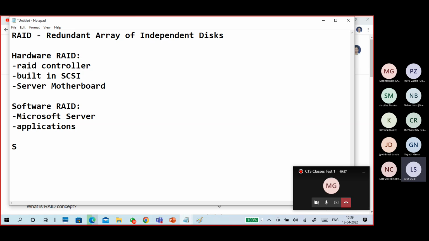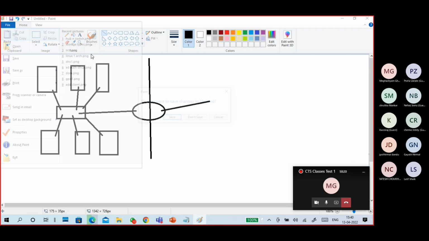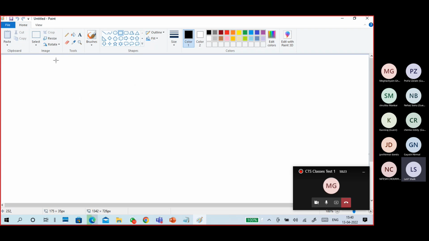I'll tell one thing first: span volume. What is this span volume? Span volume is not a RAID level. Remember that one. Span volume is not a RAID volume. So here I'm going to explain what this is. You have an individual disk. On the disk you are able to create a partition, right?